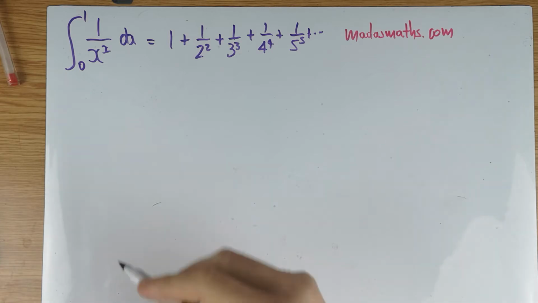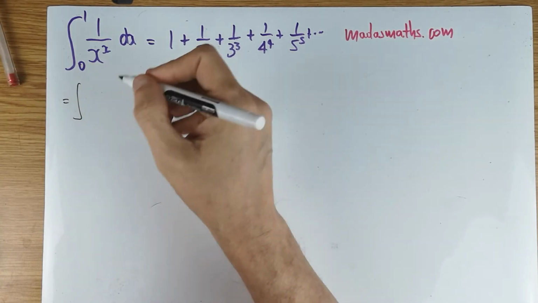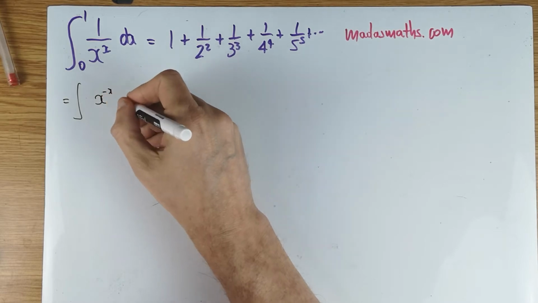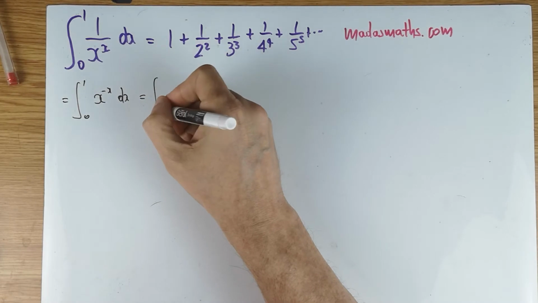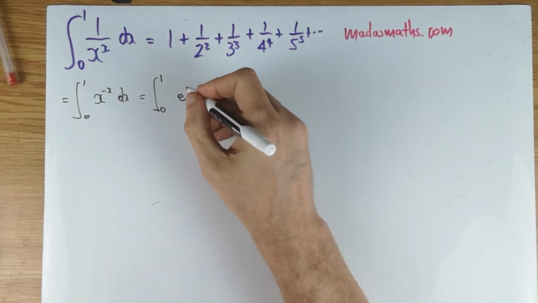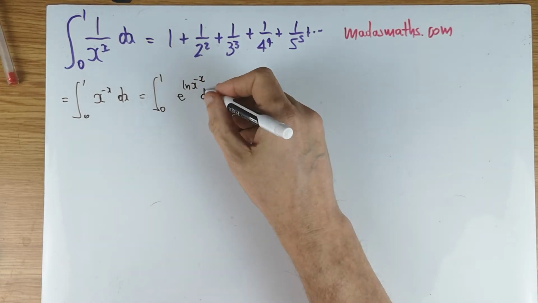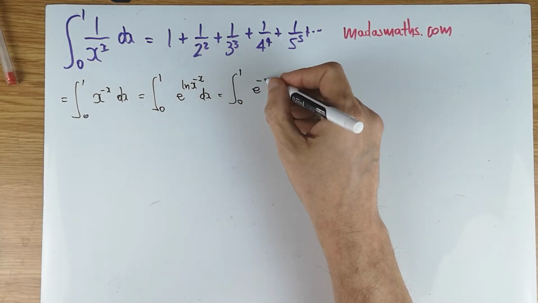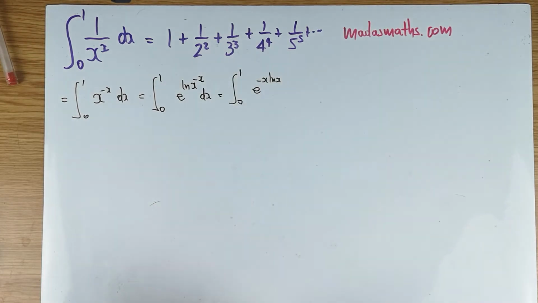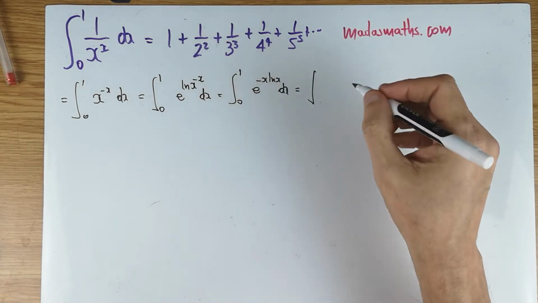Okay, so the way we start this question is to write it as, first of all, the integral from 0 to 1 of x to the minus x dx, and then bring exponentials in. So 0 to 1, e to the log of x to the minus x dx, and then bring the minus x log x totally into the exponent. Next, as in the question before, we write this as a power series.